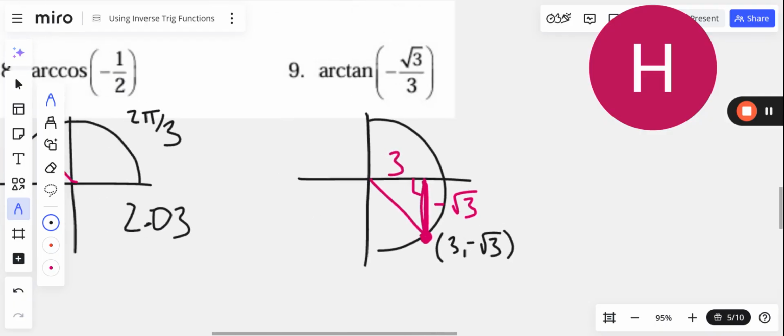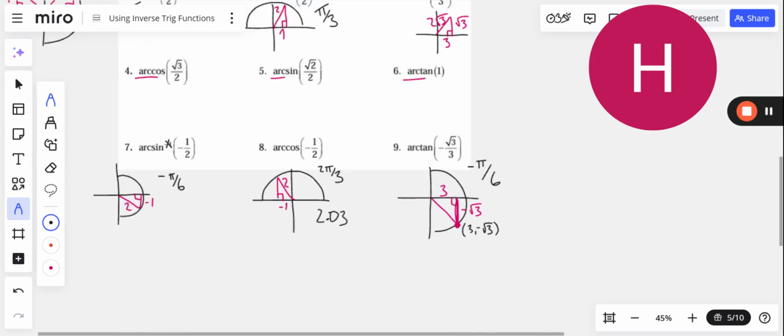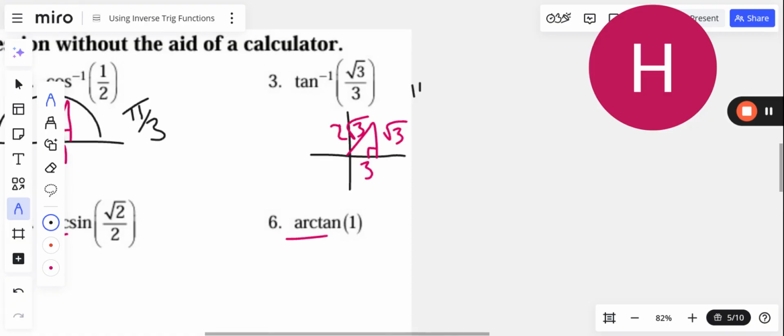Okay. Oh, and also let's talk about what angle that is. That is negative pi over 6. I don't know if we looked at that for the other one. Yeah, I forgot to say this is angle pi over 6.